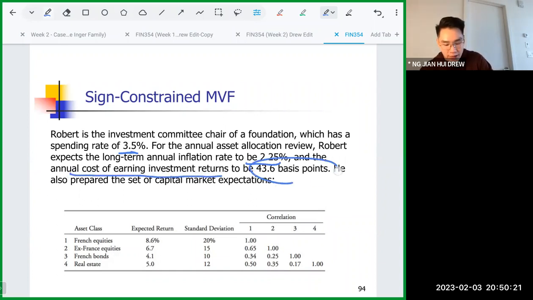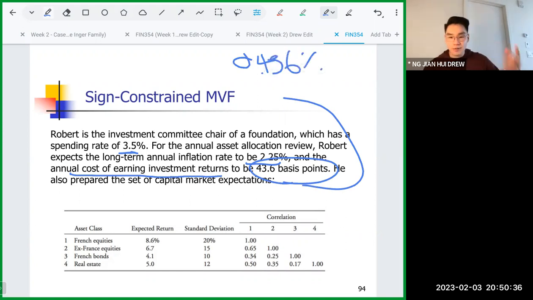So basis point, remember how you convert basis point to a percentage, you need to divide by 100, right? So this is 0.436%. And remember, percent you need to convert back to decimal. I think that one you know. Okay, so you need to know basis point and percentage are different. Important to take note. Sometimes they will treat you like this.